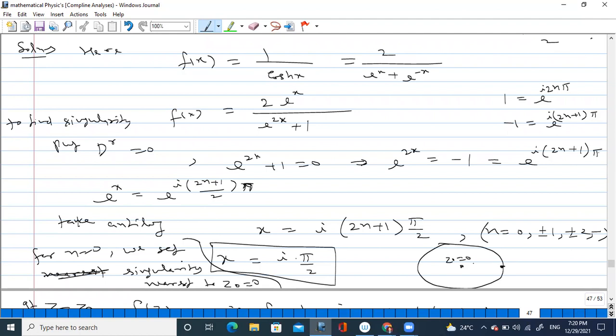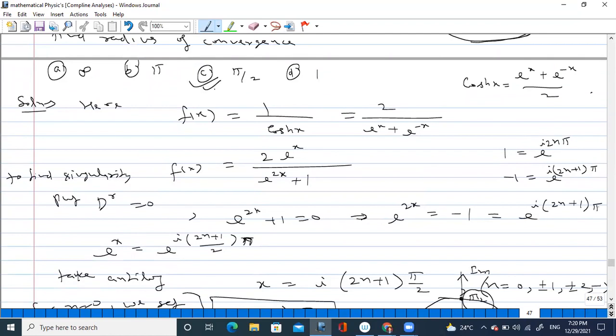So this point is pi by 2 distance on the imaginary axis. If you plot it, at pi by 2 distance on the imaginary axis, this point will be there. So pi by 2 is the radius of that. So below that, lesser than pi by 2, my radius of convergence is there. So the R value is mod z lesser than pi by 2. Okay. So this one is your answer.